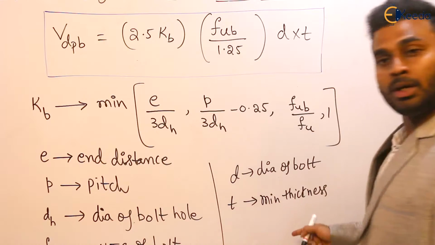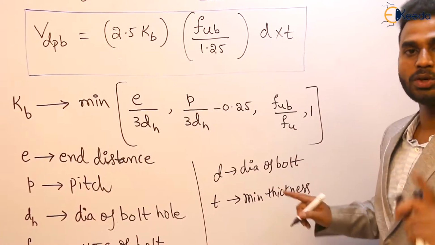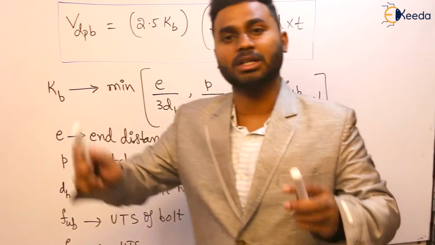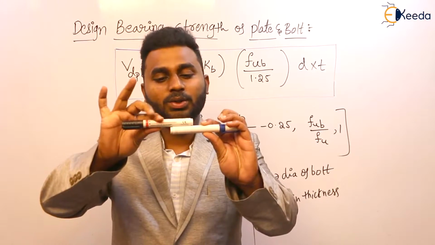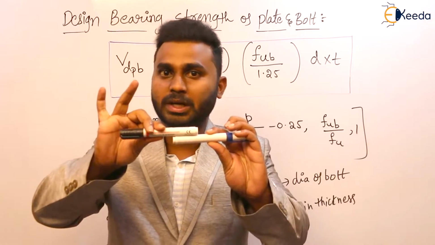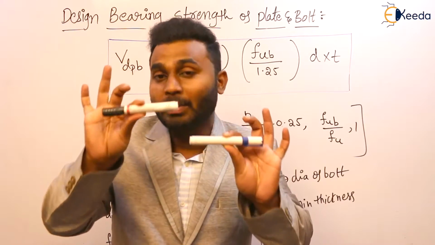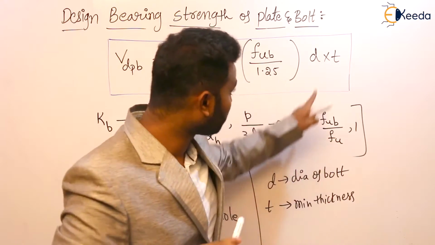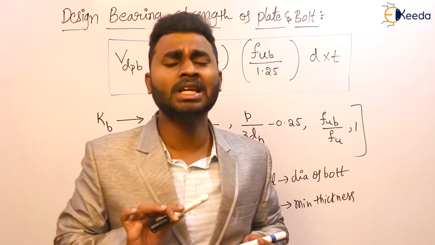Minimum thickness. If it is a lap joint or single cover butt joint, we know a lap joint is nothing but two members connected like this. Here there exist only two connecting members, be it a plate or whatever it may be. Out of these two members, whichever has the minimum thickness, that thickness we have to consider in this formula for T. Clear?